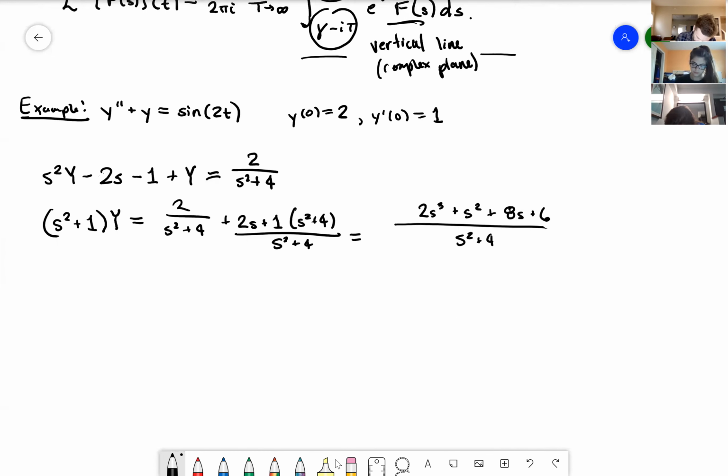And then dividing both sides by s squared plus 1, I get y is equal to, let me double check that. Yep, got it right. Okay, 2s cubed over s squared plus 4, s squared plus 1.